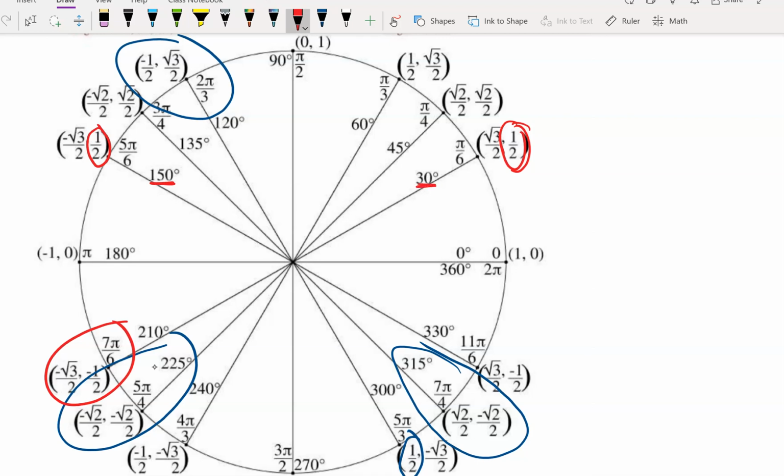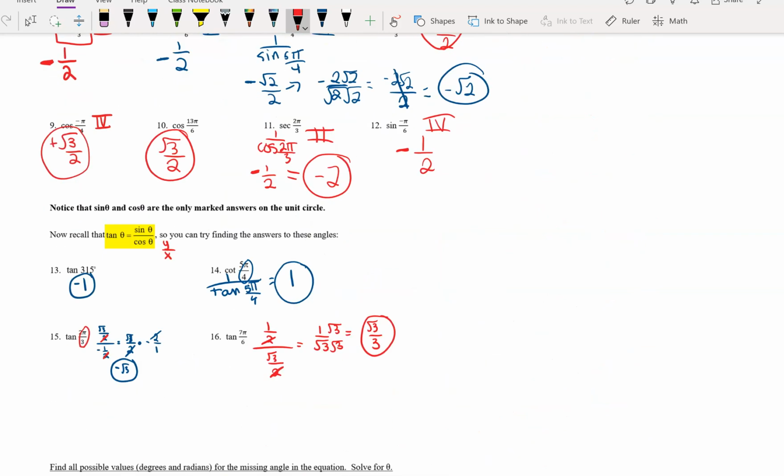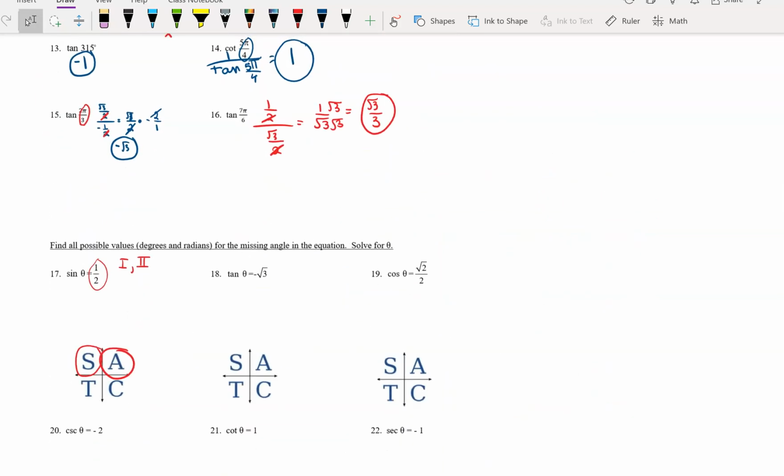Also 30 and 150, since we're supposed to do these in degrees and radians. So 30 degrees, 150 degrees, pi over 6, and 5 pi over 6 are all the possible places in degrees and radians that sine is going to equal 1/2.